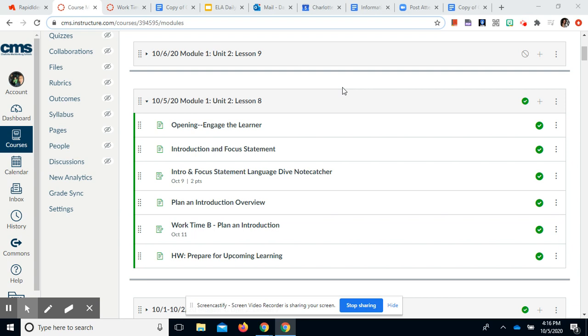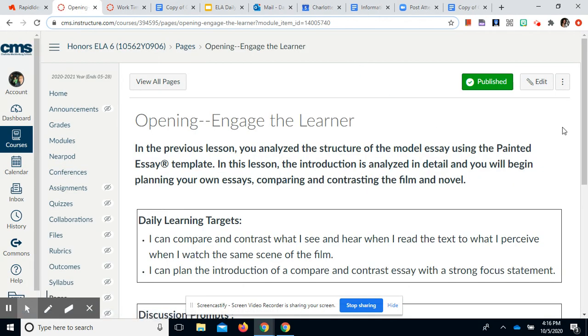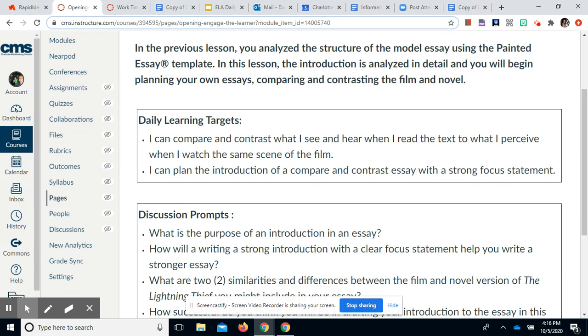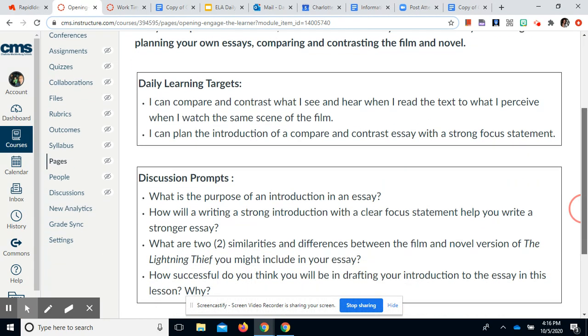All right, let's take a look at Lesson 8 as was presented in class on Monday, October 5th. In our opening, we have our learning targets. I can compare and contrast what I see and hear when I read the text to what I perceive when I watch the same scene of the film. And I can plan the introduction of a compare-contrast essay with a strong focus statement.